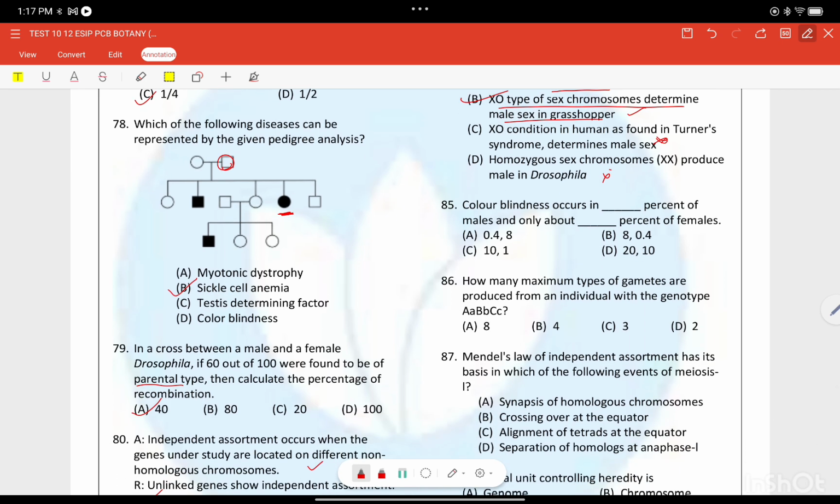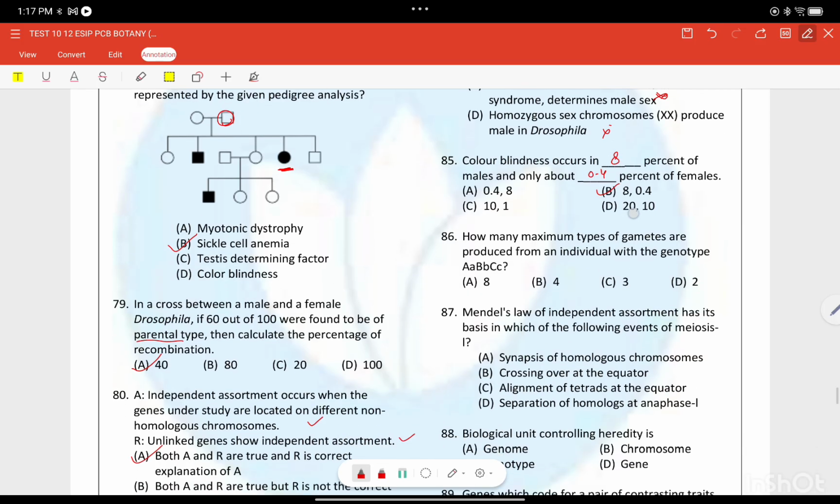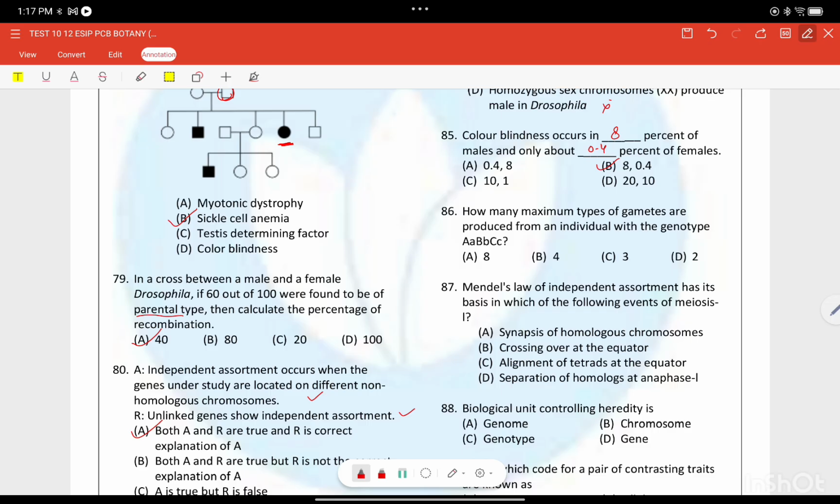Color blindness occurs in dash percent of males and only dash percent of females. It is 8 and 0.4: 8% in males and 0.4% in females. How many maximum types of gametes are produced from an individual with this genotype? There are 3 heterozygous conditions, 2 raised to the power 3, 2 into 2 into 2, answer is 8.